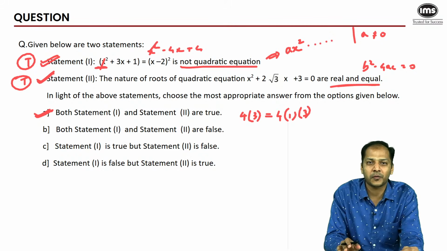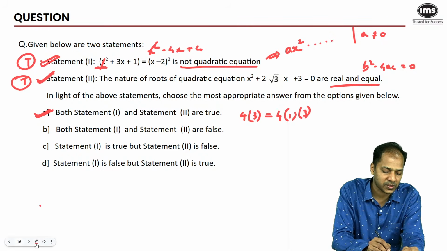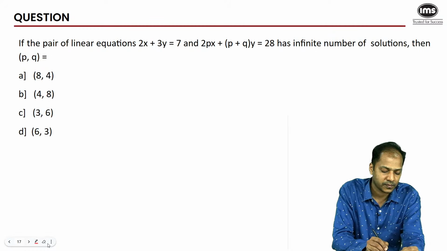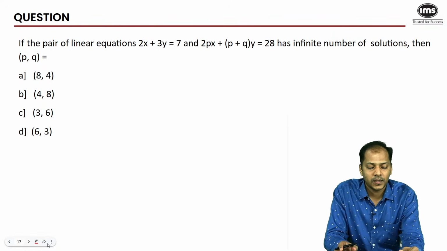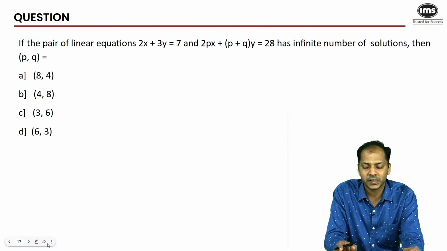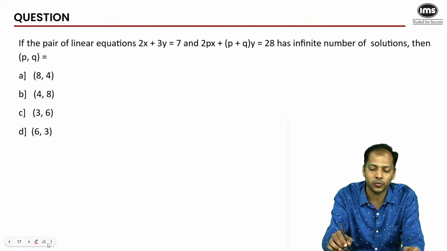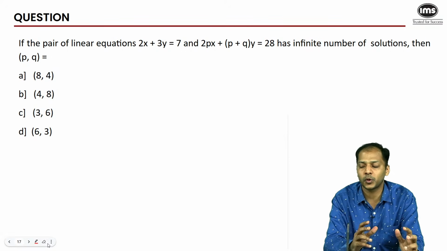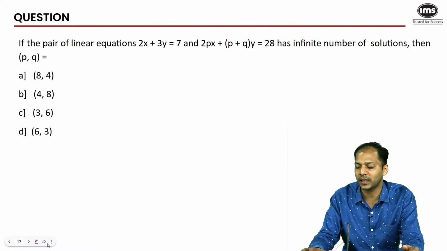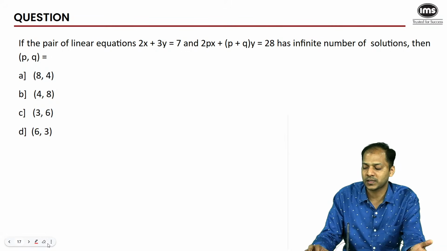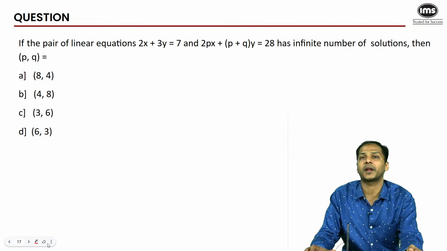Okay, pretty straightforward question. Let's go ahead to the next one. If a pair of linear equations 2x plus 3y is 7 and 2px plus (p plus q) into y equal to 28 has infinite number of solutions, then what can you comment about p and q? Please see if you would be able to answer this question. Again, not a very lengthy one. This one is a straightforward one. Again, I'm giving you 30 seconds. So 30-40 seconds should be enough for this one. See if you're able to get an answer.